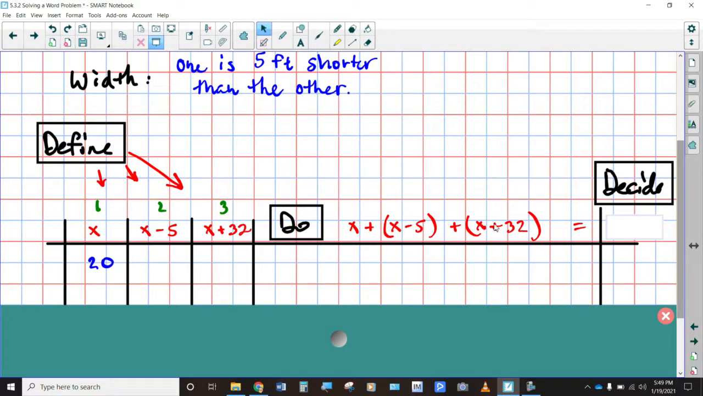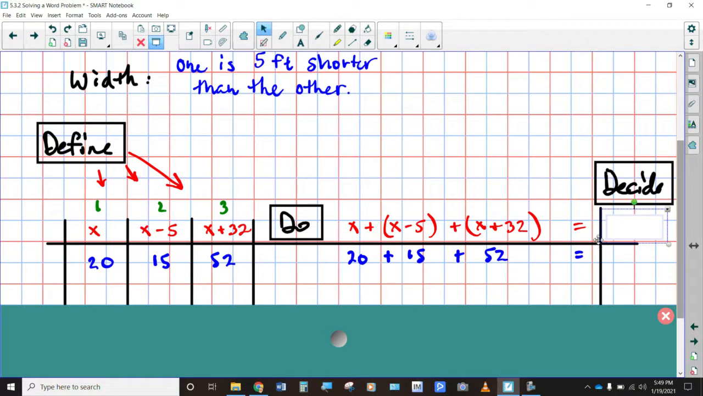and side 3. Side 1, if I just randomly guess, side 1 could be 20 feet, and side 2 would have to be 15 feet because that would be 20 minus 5. And side 3 would have to be 20 plus 32, which would be 52. So we're going to take those three numbers, the 20 plus the 15, plus the 52 and add those together. And what do they have to add up to?